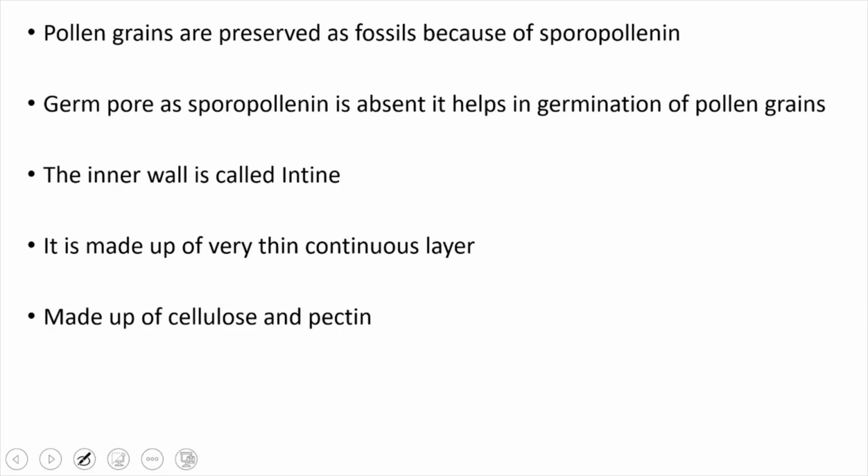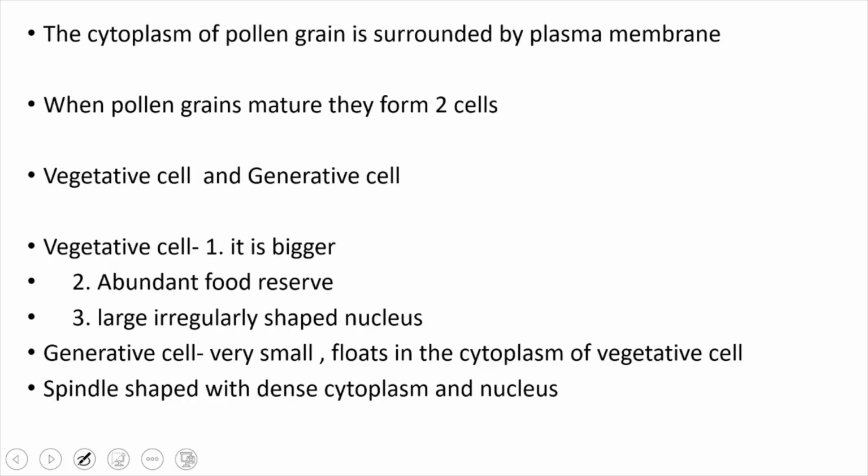That is about the outer layer, and the inner layer is known as intine, and it is very thin and continuous. It is made up of cellulose and pectin. And the cytoplasm of the pollen grain is surrounded by the plasma membrane, a protective membrane. When pollen grains mature, they form two cells.